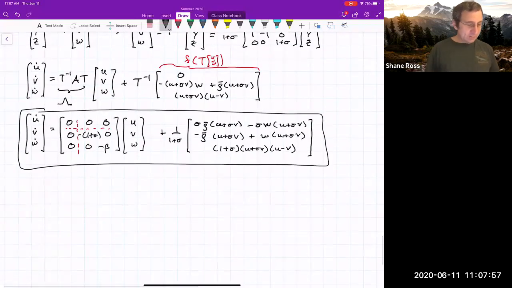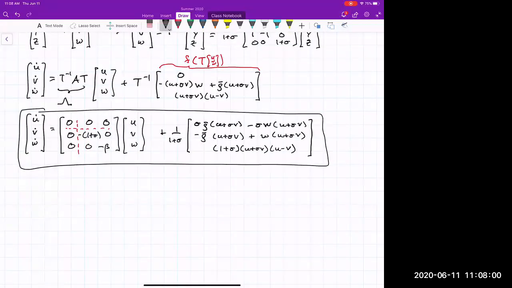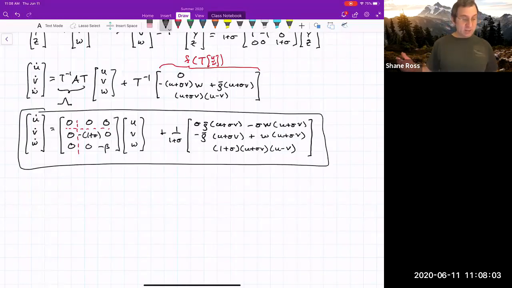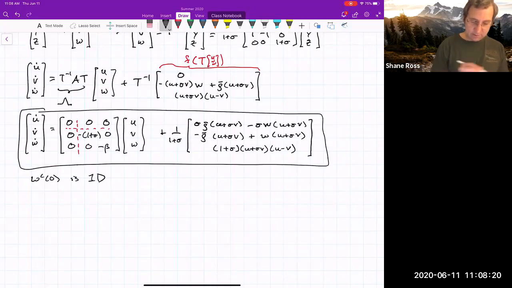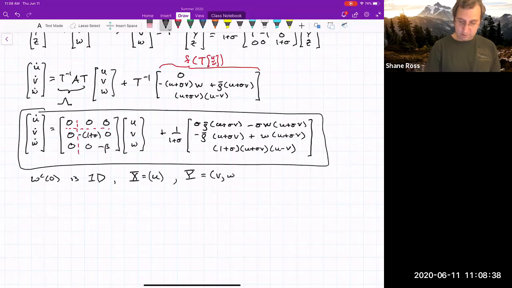So this is what we have. We've got the ODE in the proper form for doing the center manifold computation. The center manifold is 1D. So how do we do this? Center manifold of the origin is 1D. So here's what we'll do. We'll say that the center manifold variables we'll call capital X, and it's just U. The stable directions, there's 2 of them, they're V and W.